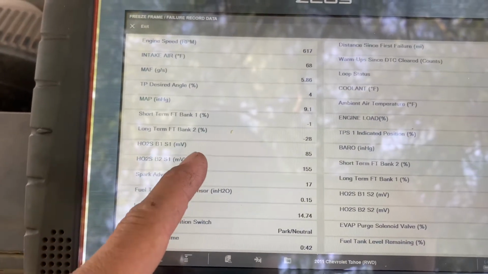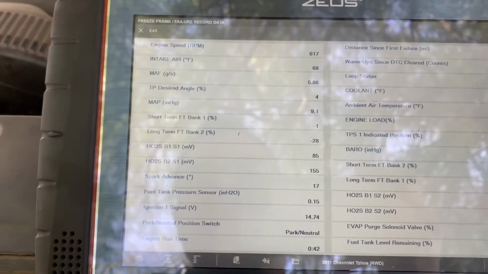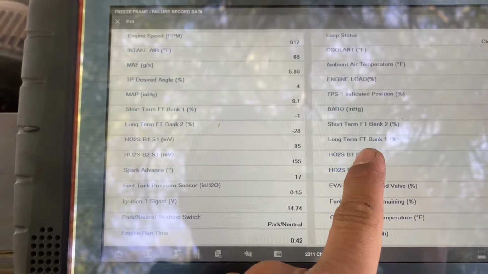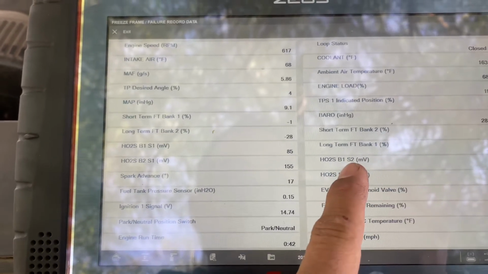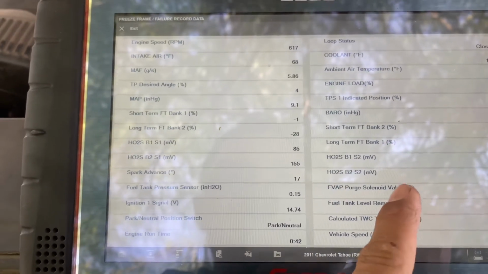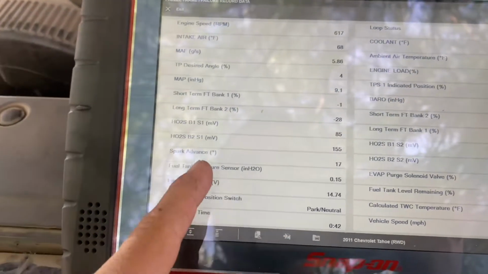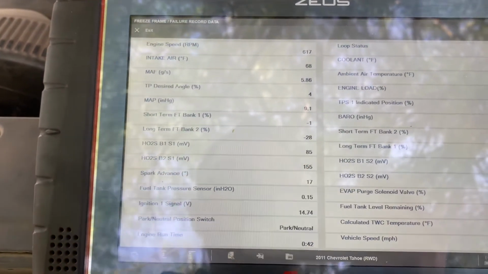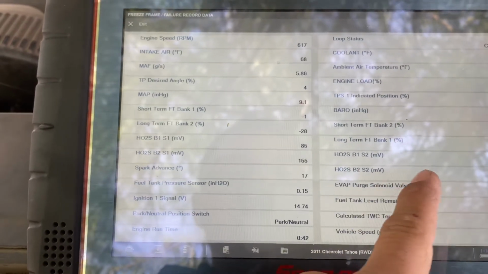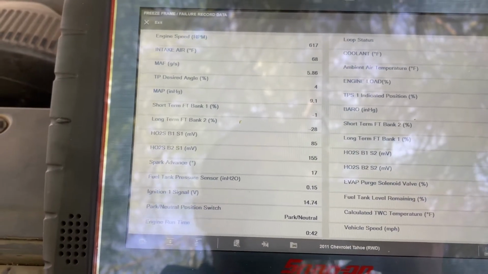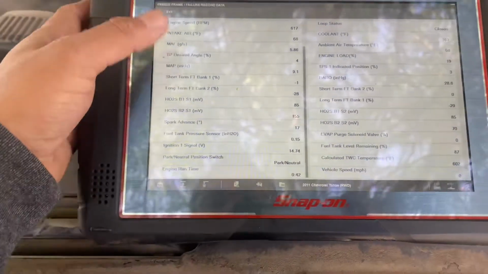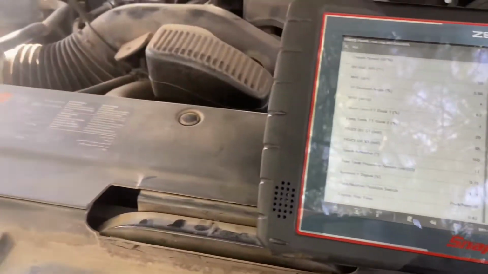O2 sensors, bank 1 sensor 1 was at 85 millivolts. Bank 1 sensor 2, which is the downstream, was at 85. O2 sensor bank 2 sensor 1 was at 155, and this one was at 170, I'm sorry.